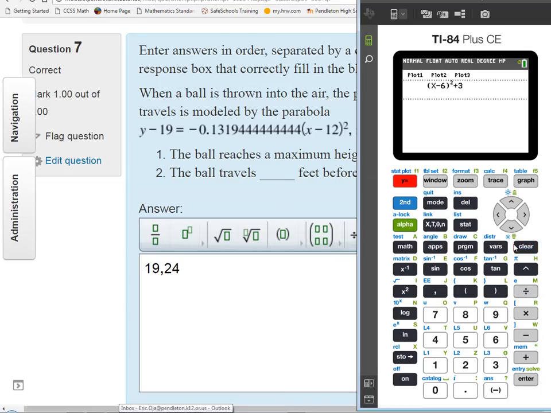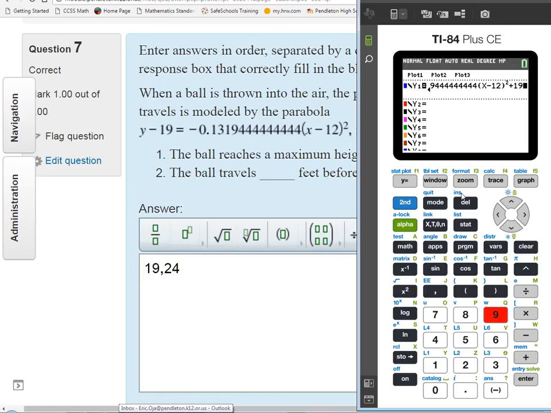We're just going to graph the function. So if I isolate y, I'm just going to add 19 to the other side. So I end up with negative 0.131944444444 times the quantity x minus 12 squared plus 19, right? I got to add that 19.